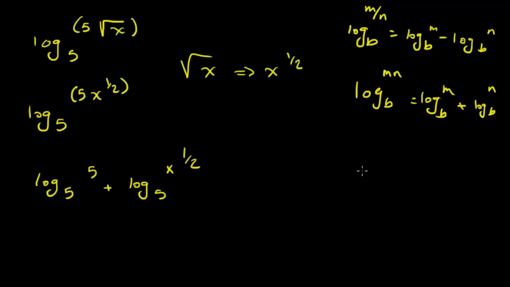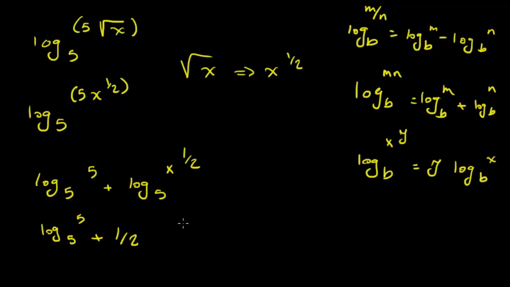So let's recall our power rule, which says log b of x raised to y, we can bring y to the front, and then we'll have y log b of x. Now we can do the same here. We'll have log 5 of 5 plus 1/2 comes in front of the log, so we'll have 1/2 log 5 of x.